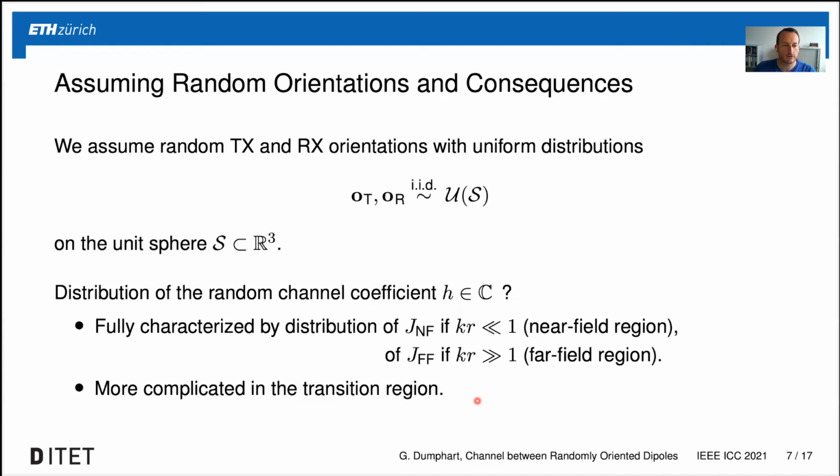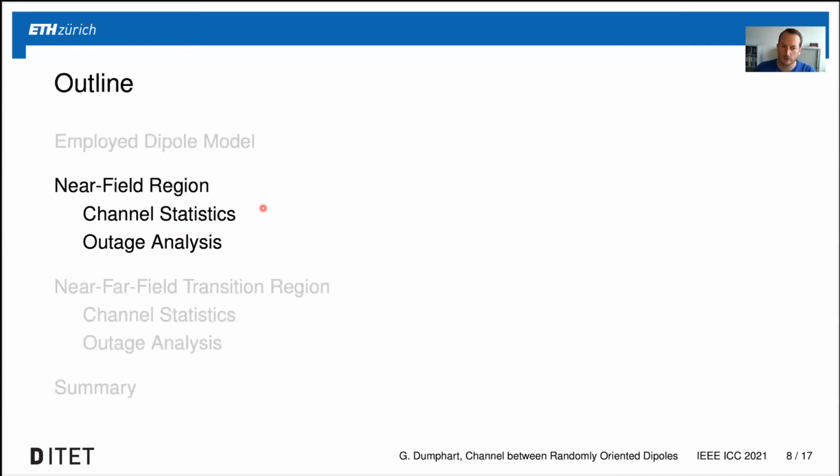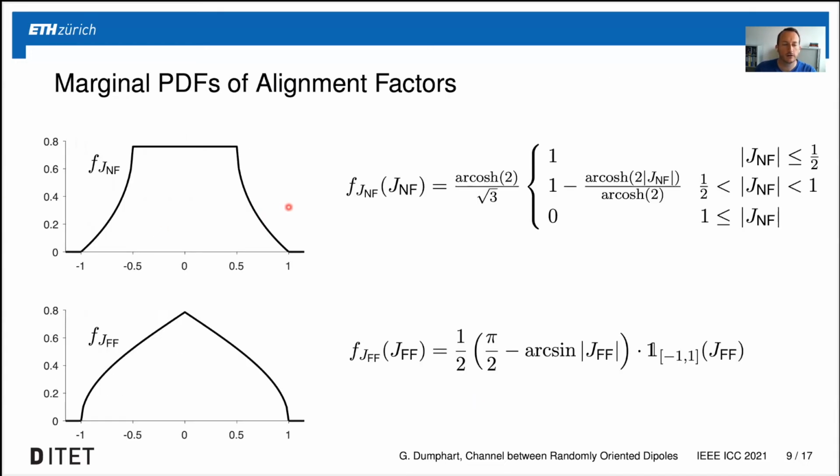All right, let's have a look at the near field region with some far field flavor in here. Let's first look at the marginal PDF of the alignment factor for the near field and also for the far field for comparison. We already discussed the value range between -1 and +1. We see this interesting PDF shape here, which is derived in the paper. And we see, actually it's constant here for a certain interval. And we note that it has a finite value at 0, which will be important.